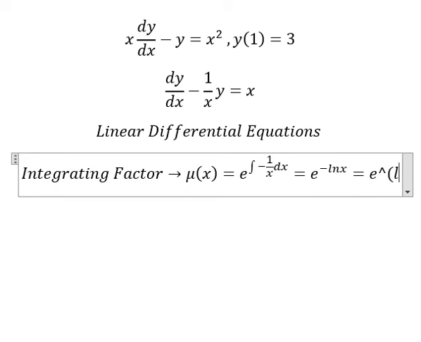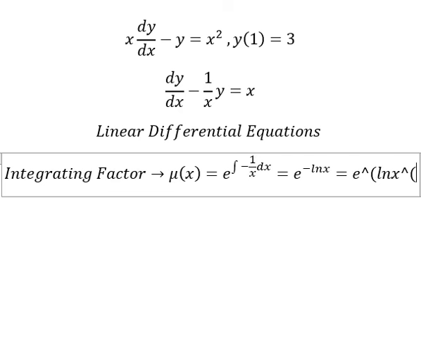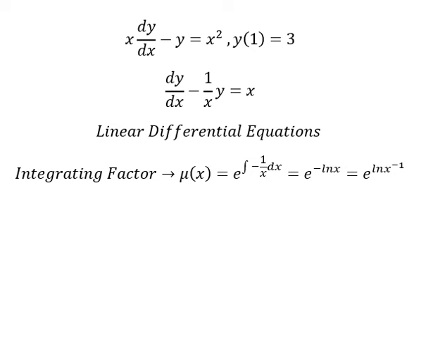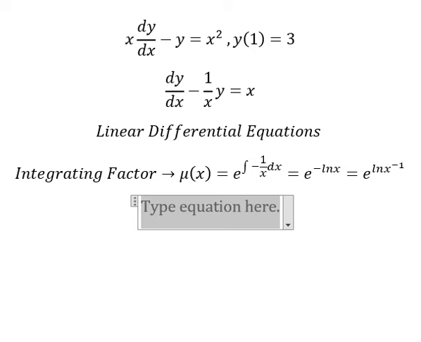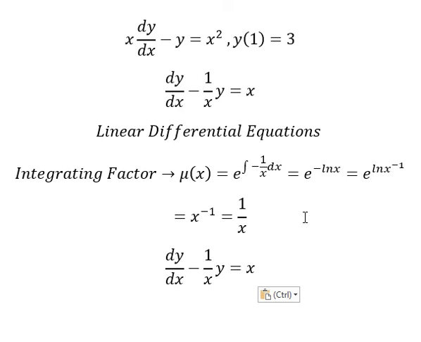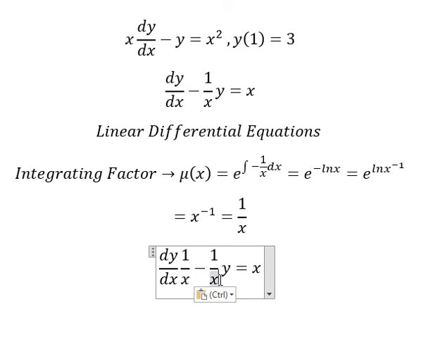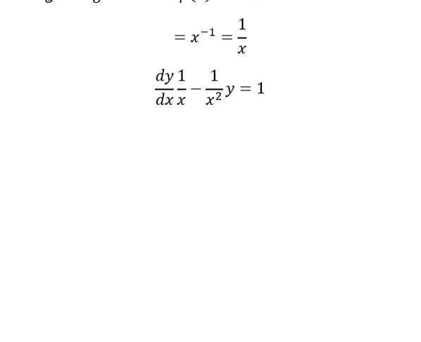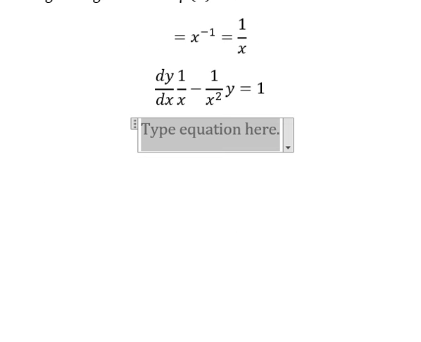And we can put it like this, and if we simplify it, that is 1 over x. Next, we need to multiply both sides by 1 over x. Next, we need to put the integration on both sides.